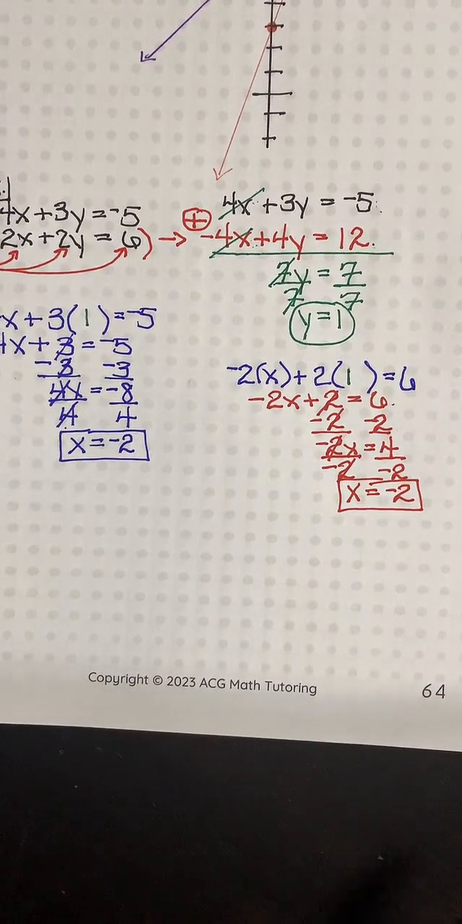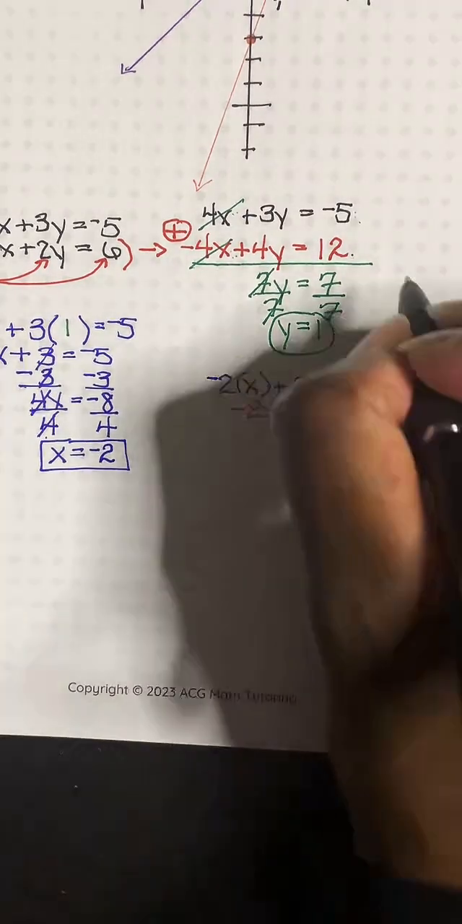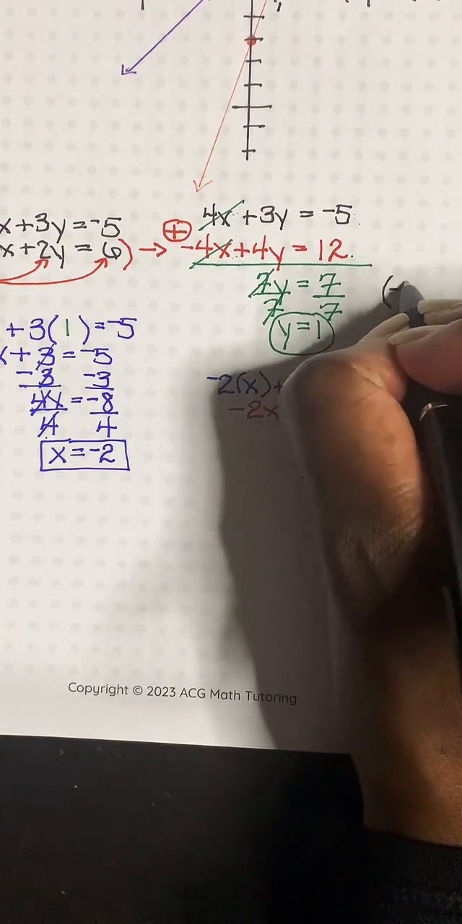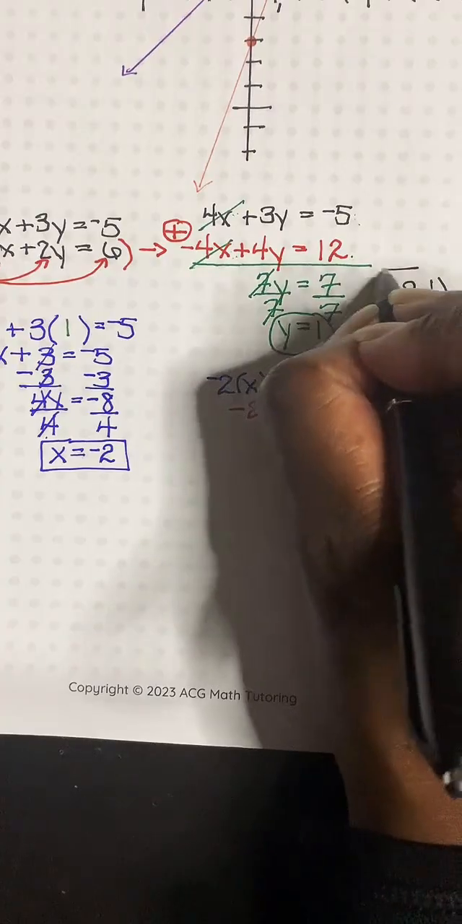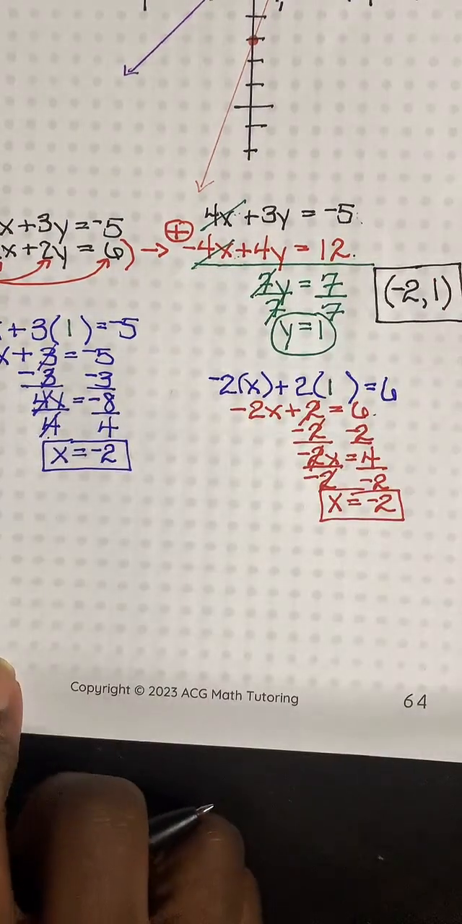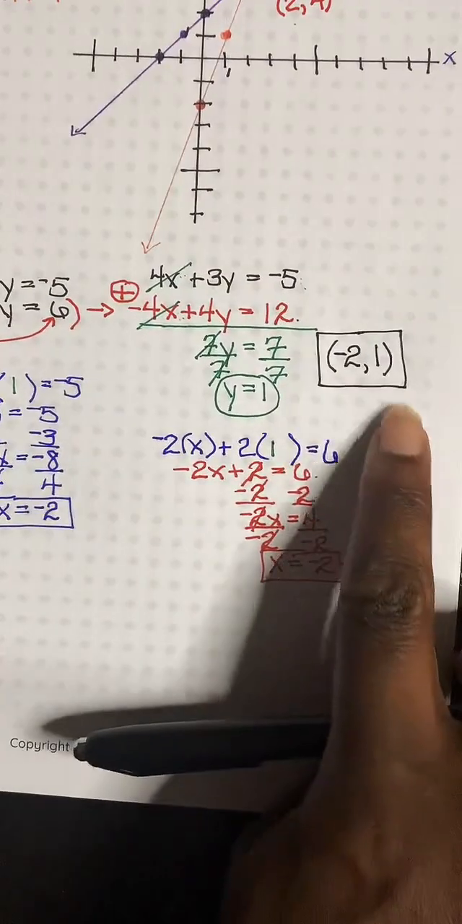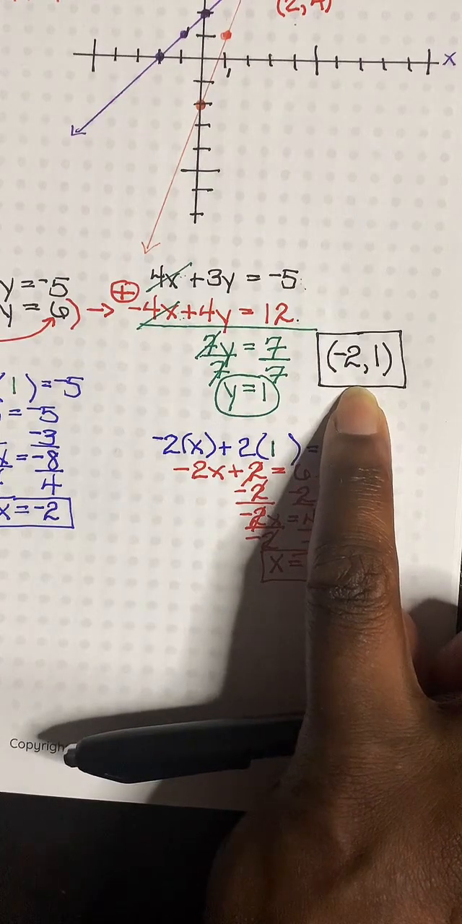So now let's finish out this lovely question. We want to know what the point of intersection is. So my x value is negative 2 and my y value is 1. So if and when I graph those two equations, they're going to intersect at negative 2, 1.